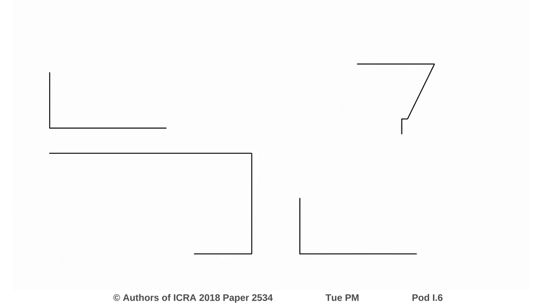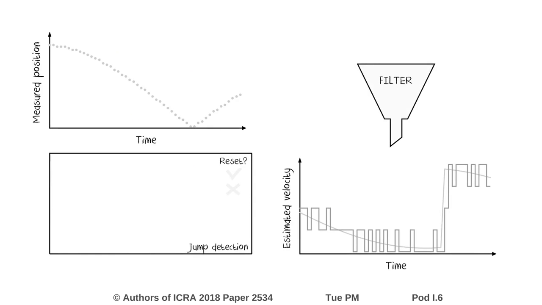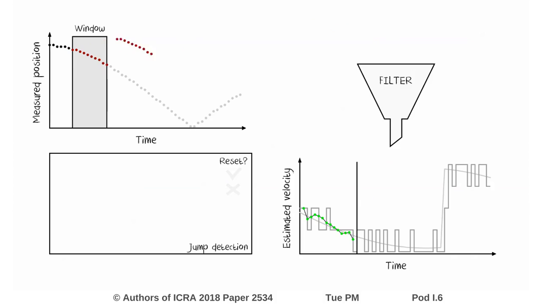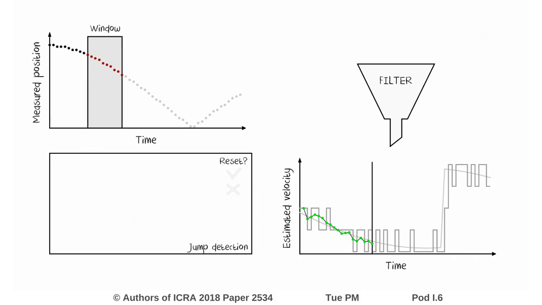Now let me explain the principle using a part of the data we saw earlier. The data in the window is used for estimating, and to see if a velocity jump has happened, the data is extrapolated and compared to the current measurement. No velocity jump in this case. Let's fast forward to the jump.